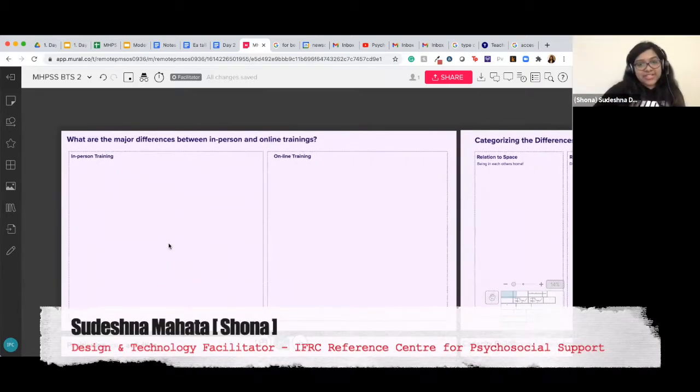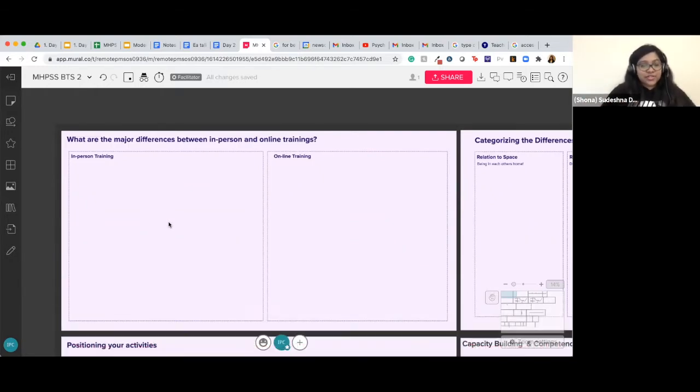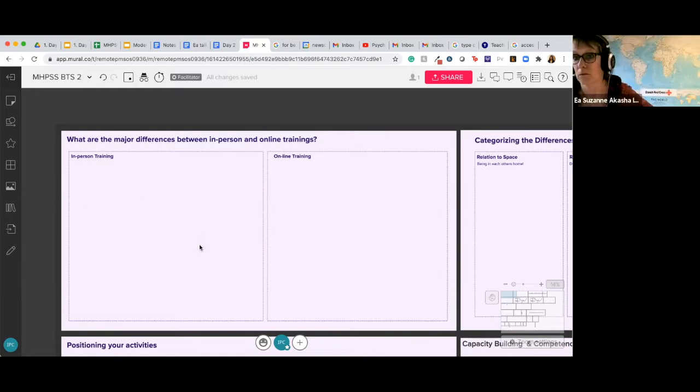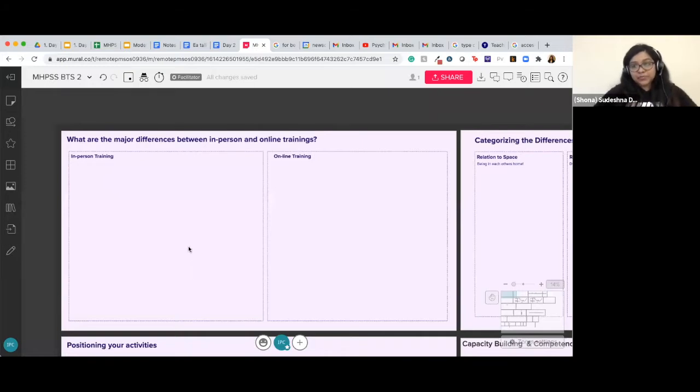So what we're going to do is, instead of writing it ourselves, we're just going to discuss this, and you can unmute yourself or use the raise your hand function in Zoom. And I'm going to type it in for you so that we have an overview of what you think are the differences. To start us off, I would like to invite our guests, Mel and Petra. Could you start us off with what were the major differences that came up for you in terms of in-person and online trainings?